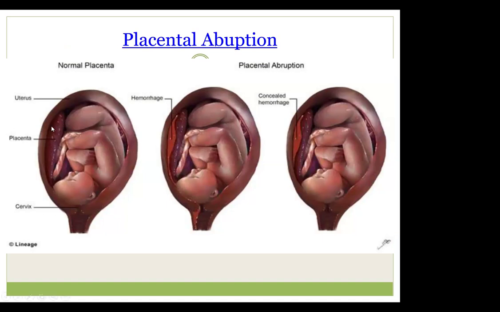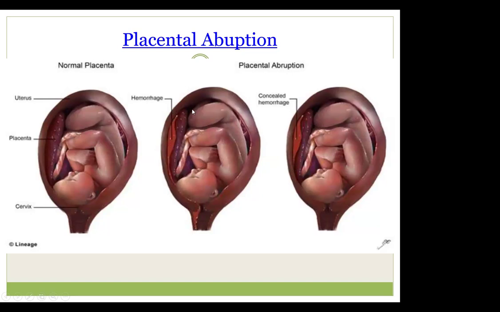Okay, so here's your baby, placenta is attached to the uterine wall. Usually it's even a little bit higher, but in this picture, you can see it's kind of on the side. Next picture, you have a partial placental abruption. Partial placental abruption. So it's partially torn away, but the edges of the placenta are holding that blood in place. So it's a concealed hemorrhage. This picture right here is a complete placental abruption.